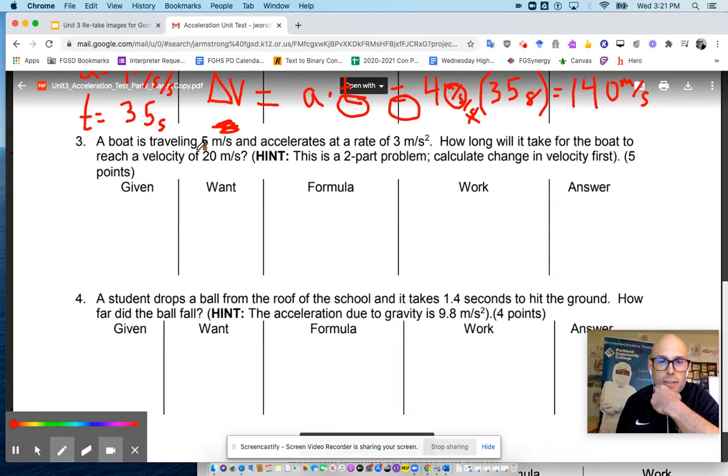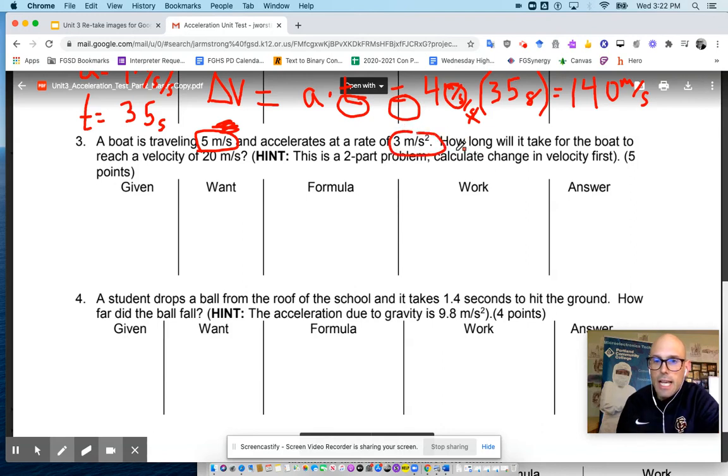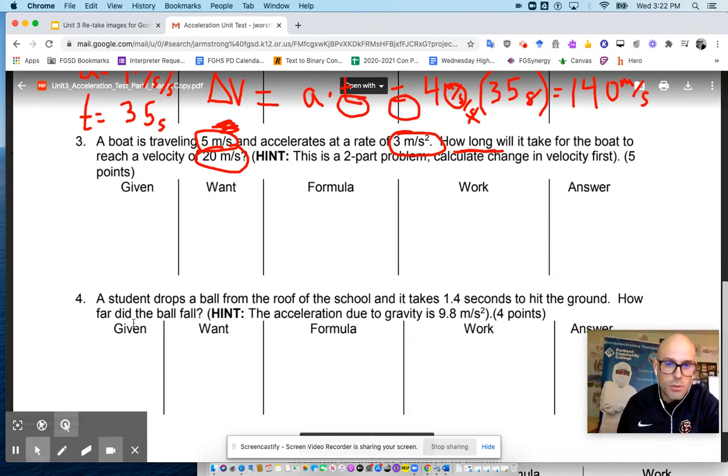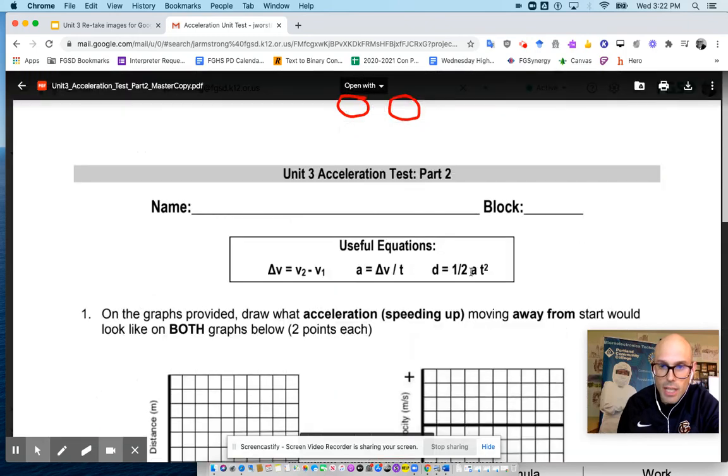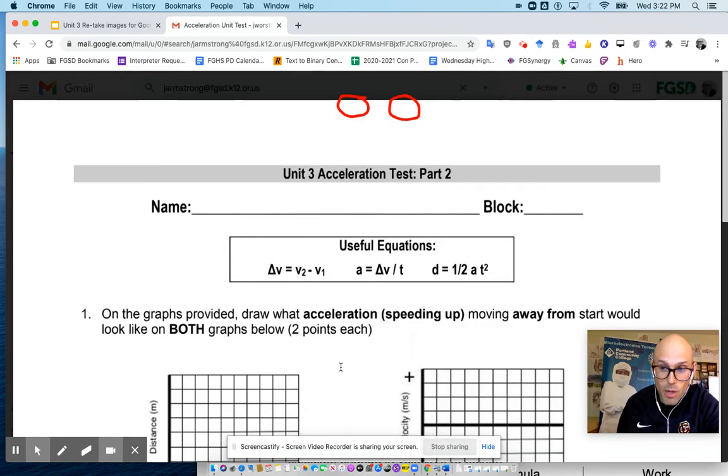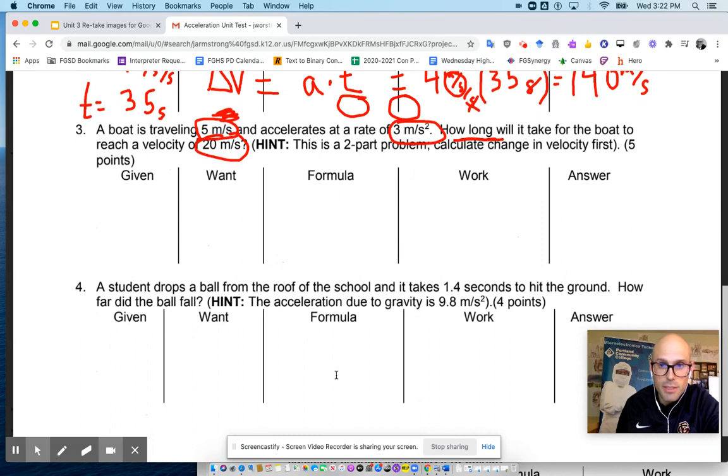A boat is traveling at 5 meters per second and accelerates at a rate of 3 meters per second squared. How much time will it take for the boat to reach a velocity of 20 meters per second? Hint: this is a 2-part problem. Calculate change in velocity first. Because change in velocity, remember, is V2 minus V1, the ending velocity minus the beginning velocity.